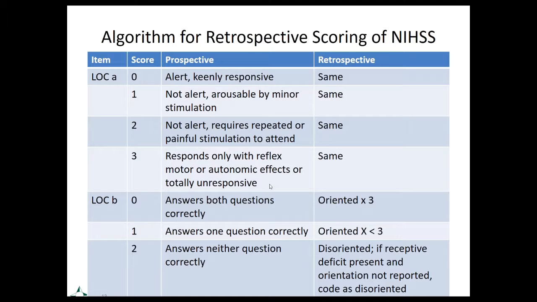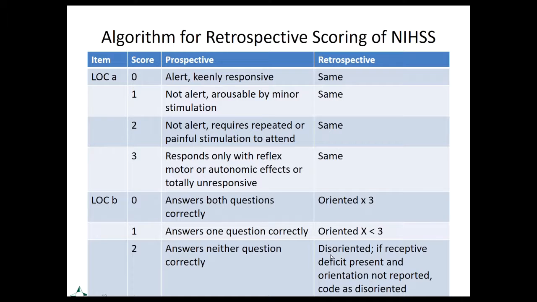And then you'll see that for LOCB, which is whether patients actually can answer orientation questions such as their age and the month, obviously, if somebody says they're oriented ×3, the assumption is that they would have answered both questions correctly, so that would be scored a 0. If they're less than oriented ×3, for example, many people may be alert and oriented to person and place, but not time, then that would translate to a score of 1 because they probably only answered one question correctly. They would be able to answer their age, but perhaps not the month. And if the retrospective documents say that the patient is disoriented, or if they have a receptive deficit, in other words, they are unable to comprehend, and if their orientation is not reported at all, they're coded as disoriented, so that would be scored a 2.